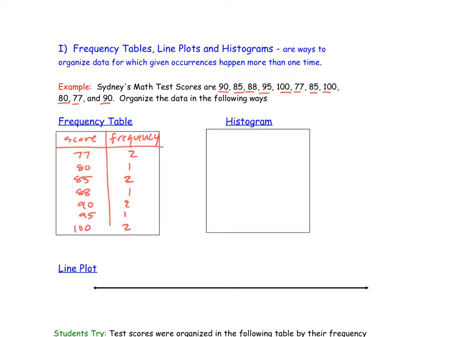Again, the number that you see here represents the number of times that score was obtained, not the score or anything like that. It's just the frequency that score was obtained.